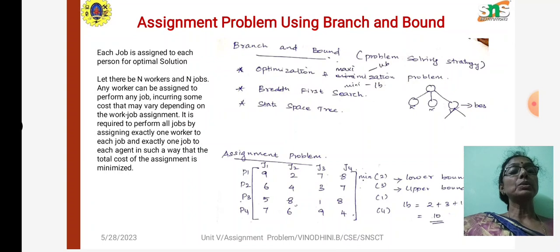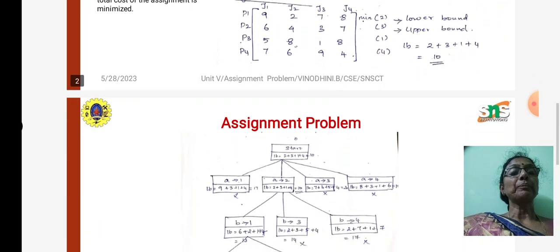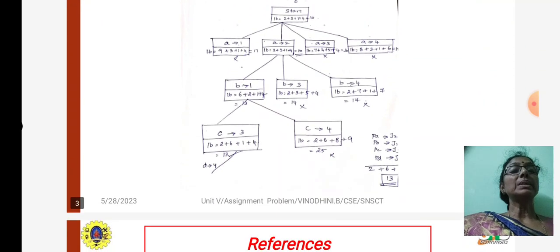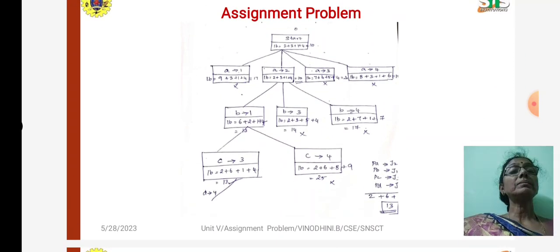So in the first row the minimum is 2. In the second row, out of 4 jobs, the minimum is 3, in the third row it is 1, and in the fourth it is 4. So the sum of these 4 is 10. So this is the lower bound of our problem. From that we start with the zeroth node. In the zeroth node the lower bound value is equal to 10.